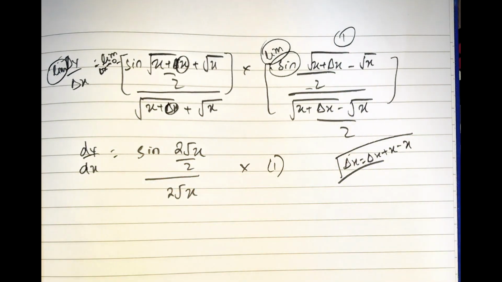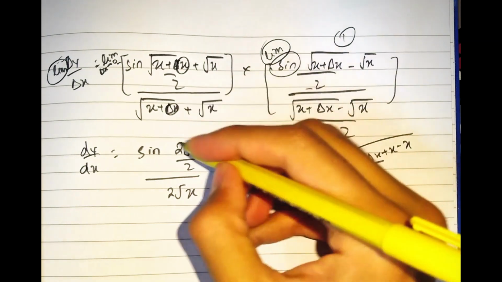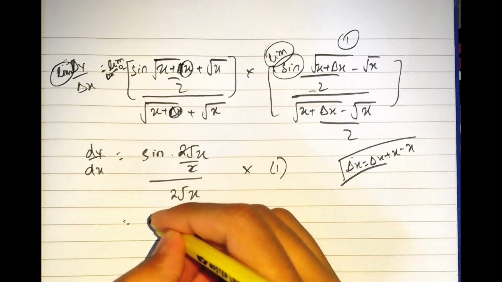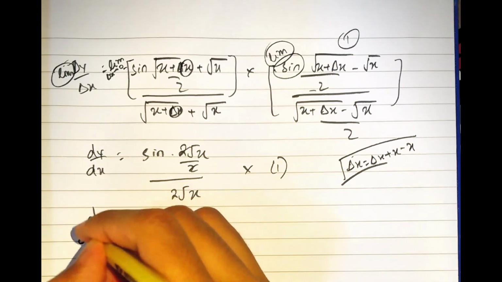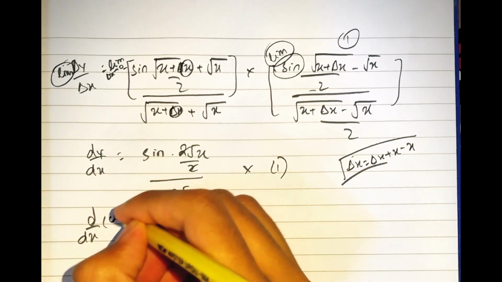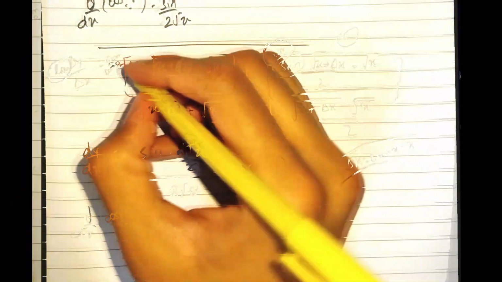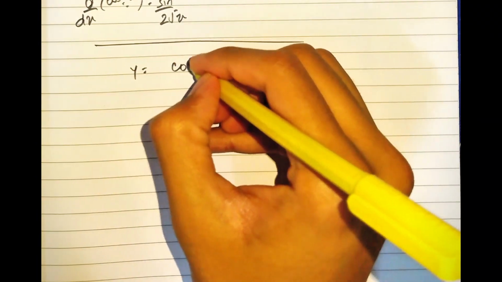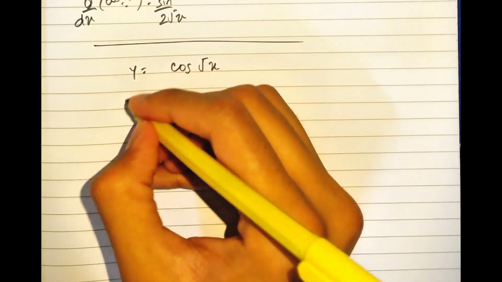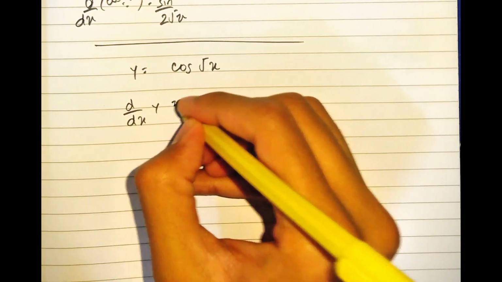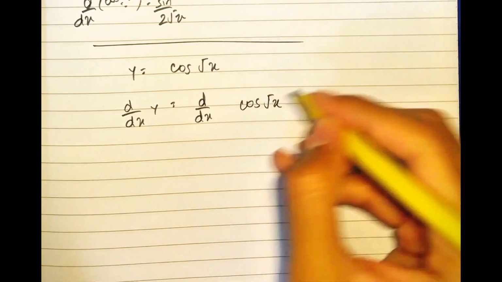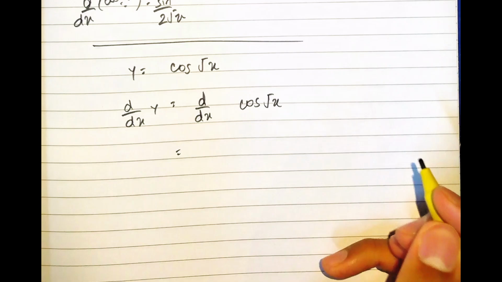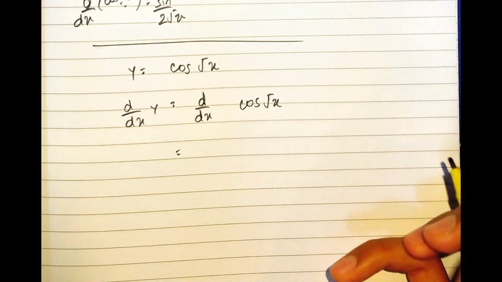We are left with this term right over here. So we can see that the 2's are being cancelled, and we are left with minus sine root x divided by 2 root x, and this is the derivative of cos root x. Okay, so now let me just show you another method of solving this question. We can apply the differential on both sides of the equation, d by dx cos root x. Okay, and then the derivative of cos is actually negative sine, right?